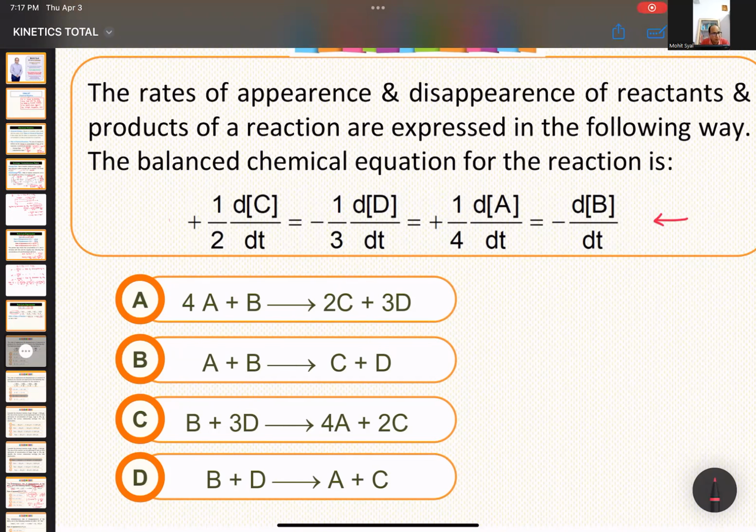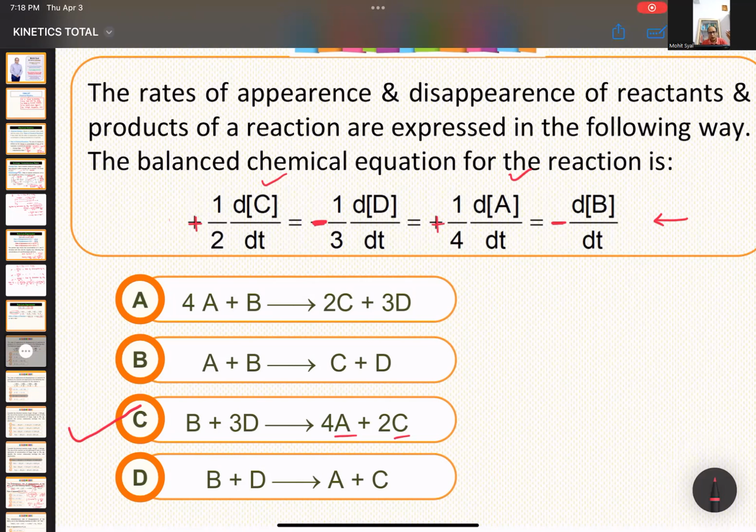Option C. Yes, very good. How did you decide? Because when a reactant is consumed, it is denoted with a minus sign, and the products have a plus sign. Exactly. So minus means B and D were reactants, and C and A were products. Those with the positive sign are being formed, their concentration is increasing.